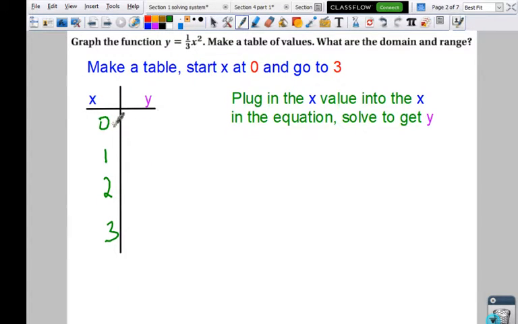And what we're going to do is plug 0 in for our x up here, and we're going to solve it to get our y. So for my first one, we're actually going to use Desmos, but just to remind you what we're actually doing, if I was going to plug it into my first one, I'm going to have 1/3 times 0 squared, and I would solve that. Then I have 1/3 times 1 squared, and so on.